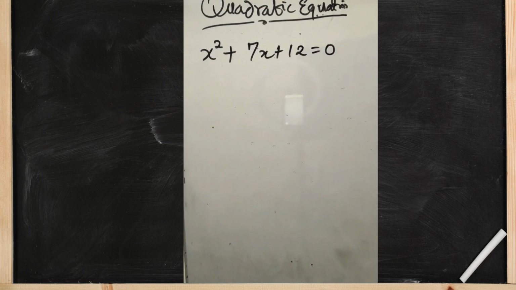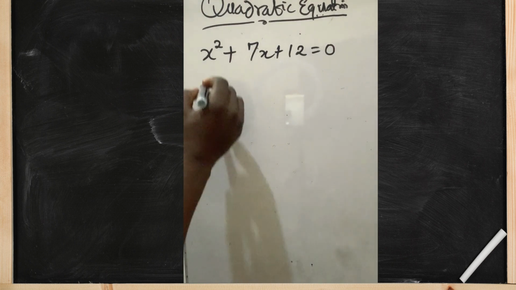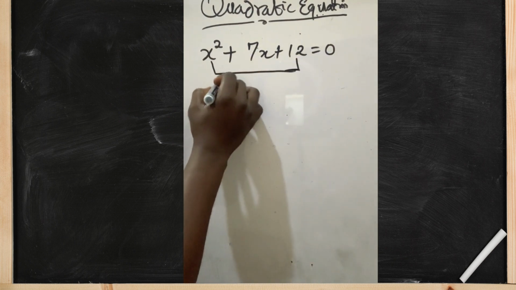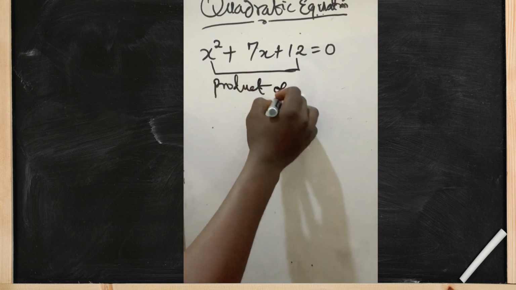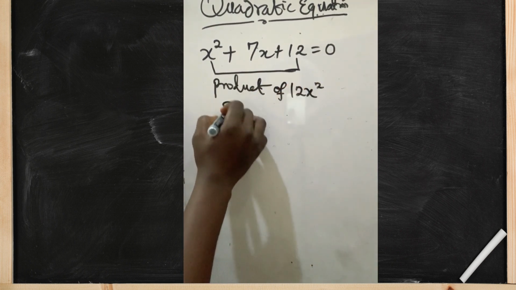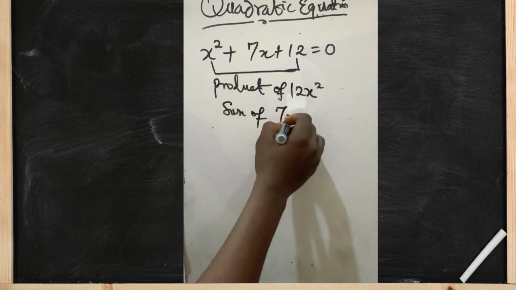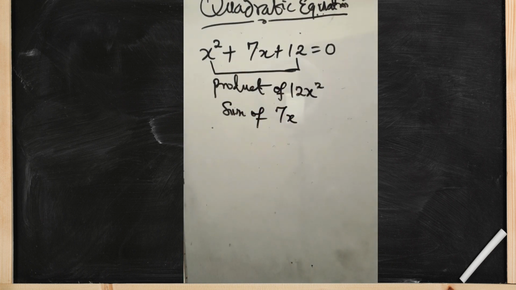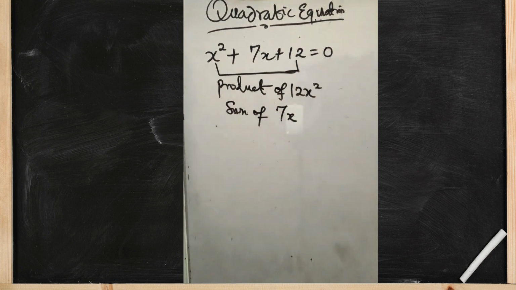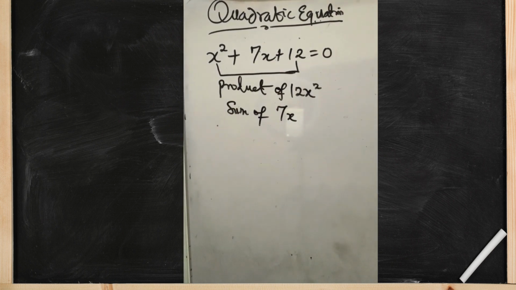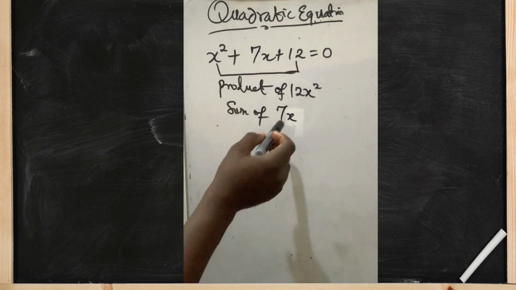equals 0. So we'll be using the factorization method to solve this question. How does it go? When you're talking about factorization, you're looking for factors. From the word factorization, you get the word factors. So the first thing you need to do is to get the product of 12x squared, and then the sum of 7x. Meaning, you're looking for two factors which, if you multiply them together, you get 12x squared, and if you add them together, you get 7x.